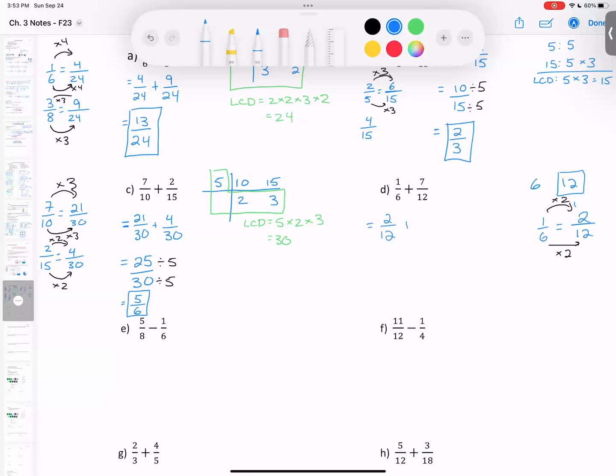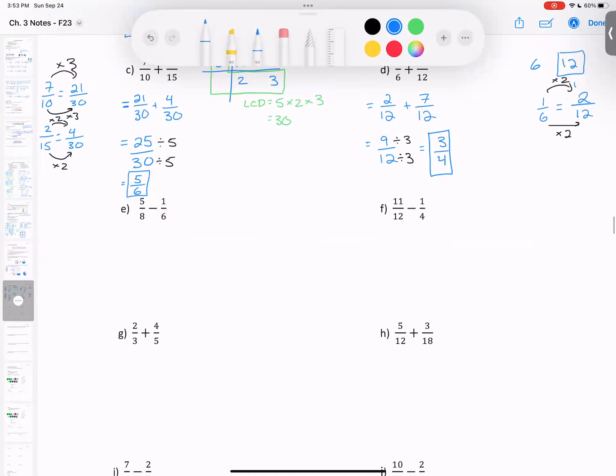And then we're adding our 7 over 12, which is going to give me 9 over 12. We can divide both of those numbers by 3, so let's do that to simplify it. And that gives us 3 over 4.